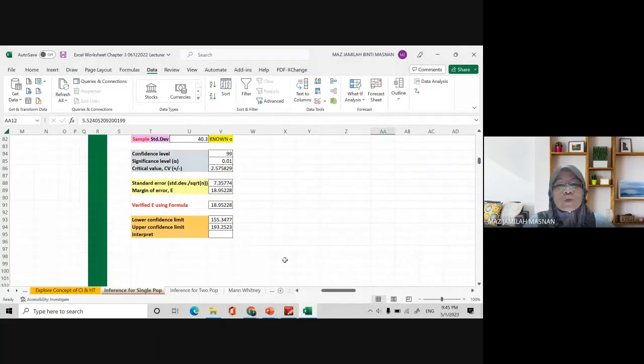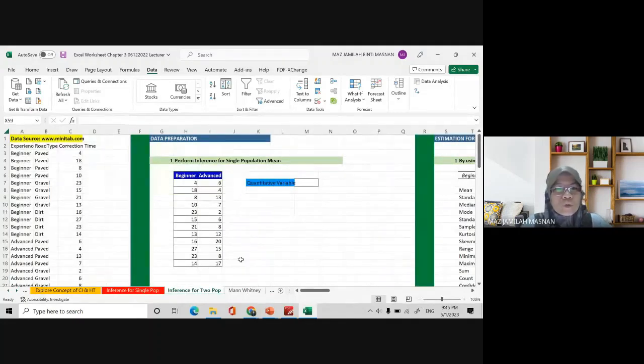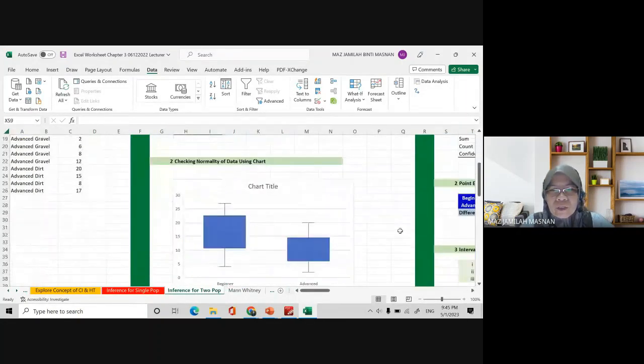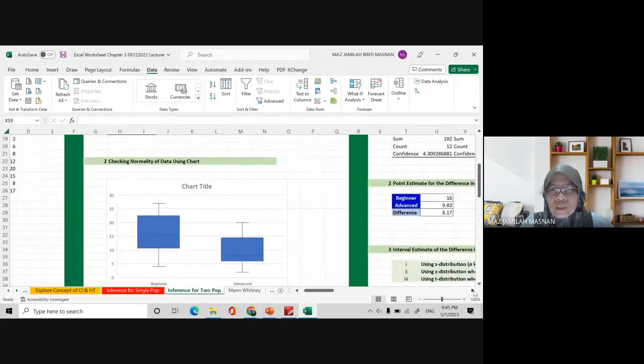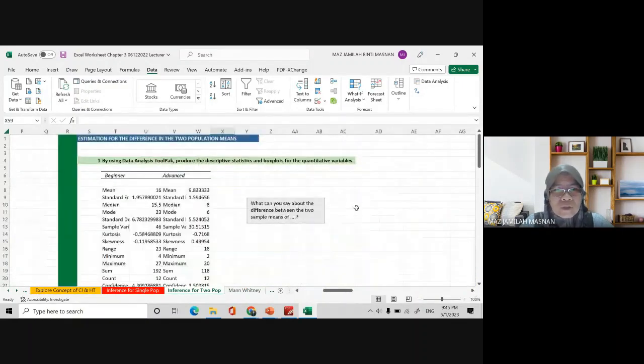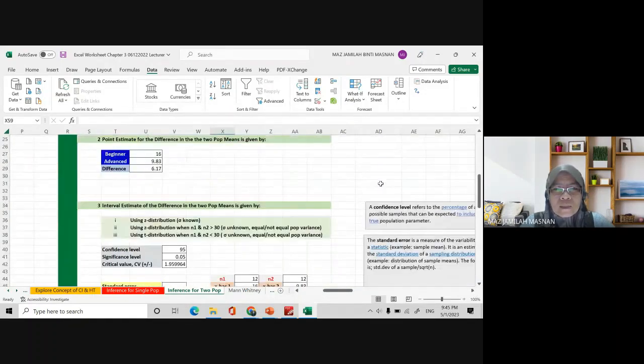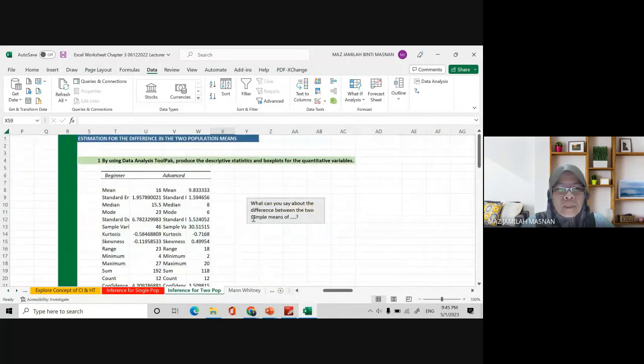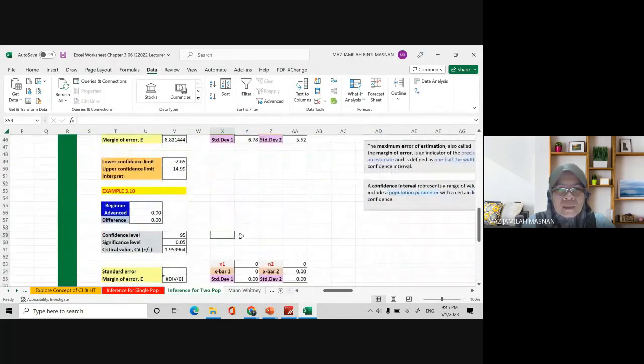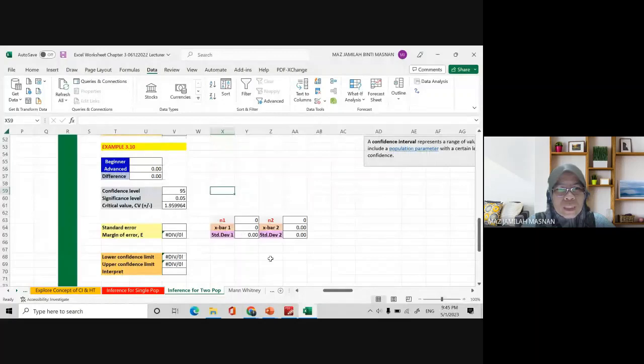Let's say we are dealing with two population now. For two population, I wish to use the textbook example because it should be easier for you. Let's say I have done something here, but let's say I want to use my example 3.10. Let me check again. 3.10. Yep, hypothesis testing.